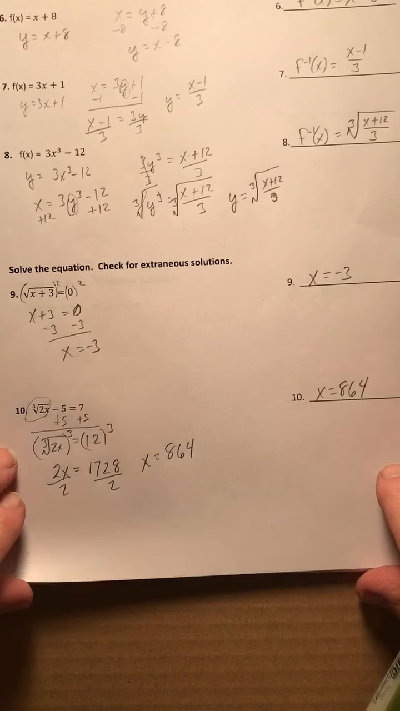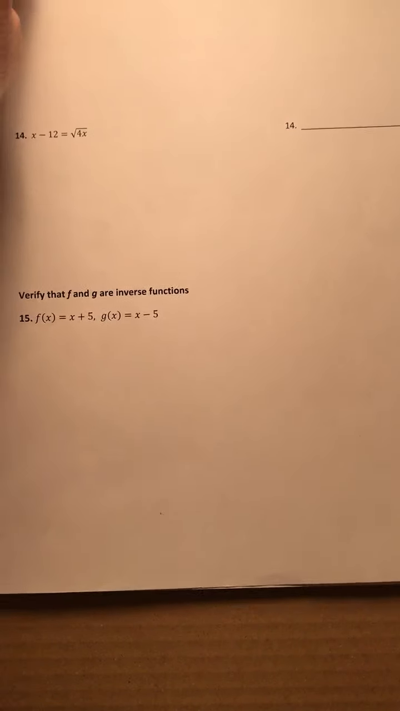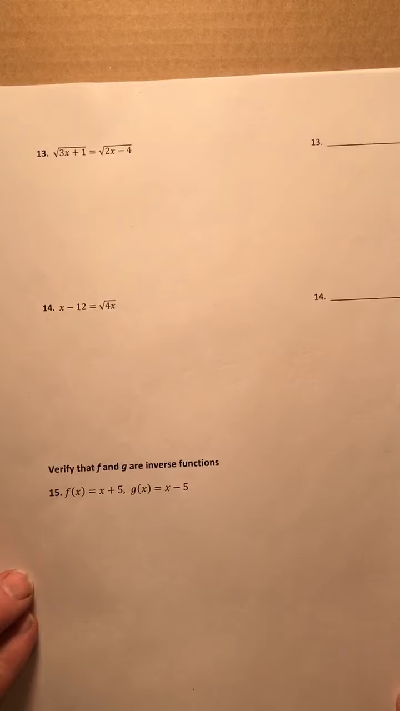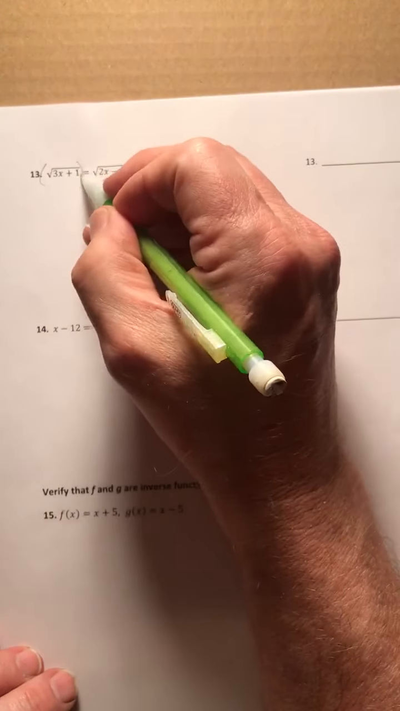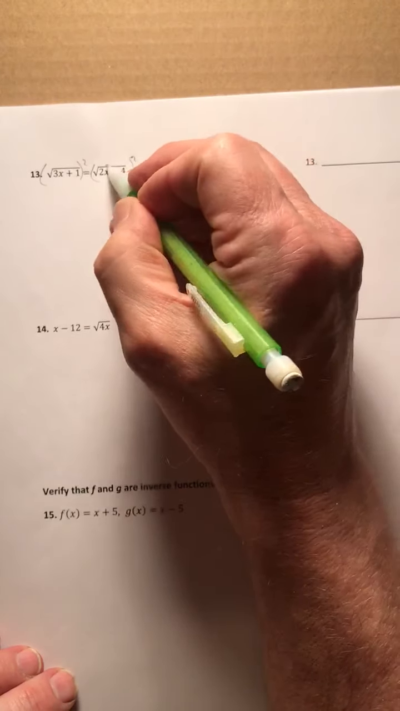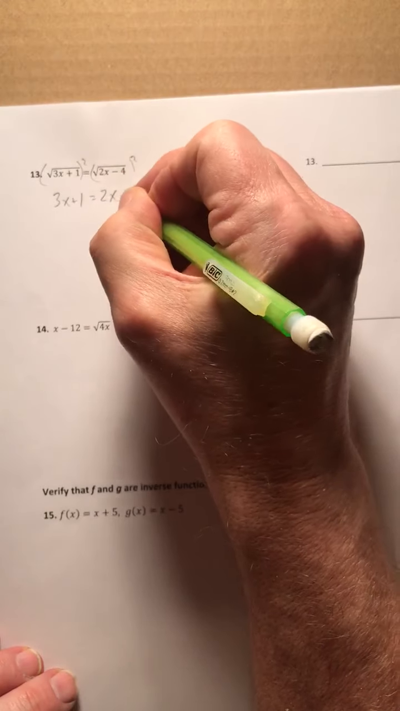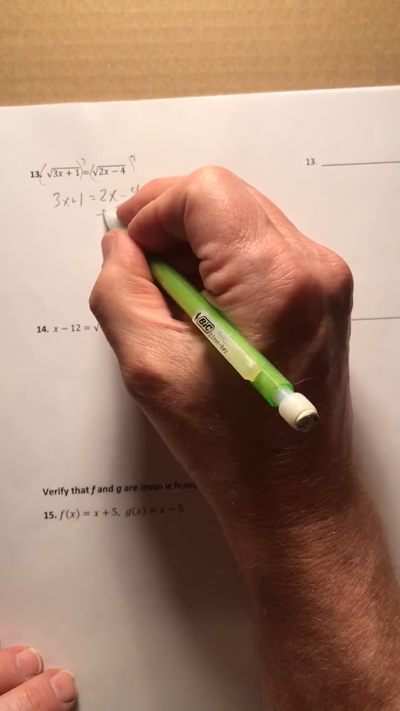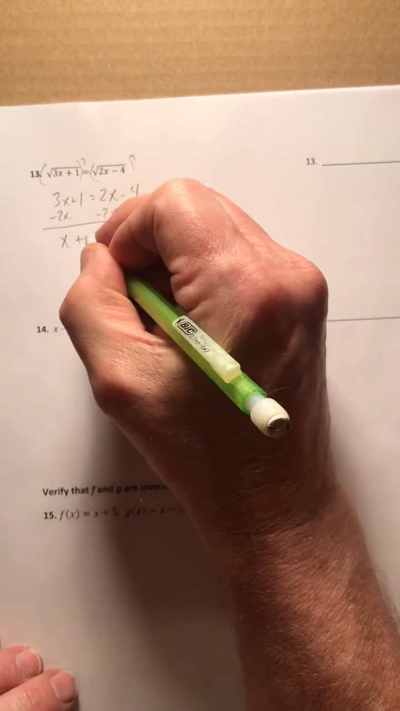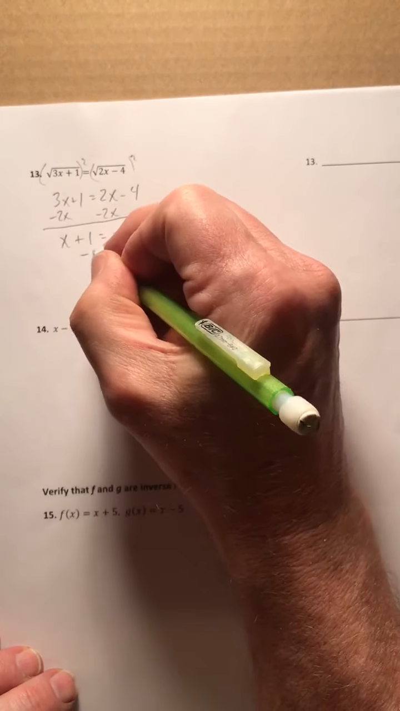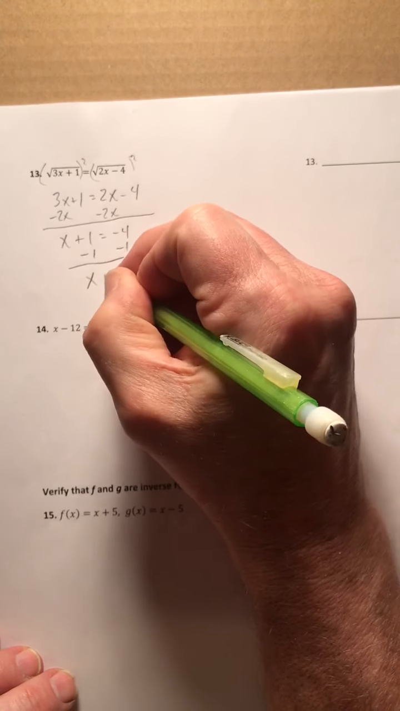All right, and that's that page. All right, and then our last page. All right, number 13, square root, so we just basically square both sides. This gets rid of that, this gets rid of that, so it just leaves us with 3x plus 1 equals 2x minus 4. And then I'm going to subtract 2x, which leaves me with x plus 1 equals negative 4, and then subtract 1, and I get x equals negative 5.